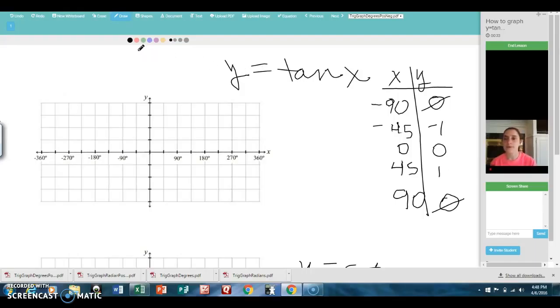Now, when we go to our graph, the spaces which are undefined at negative 90 and positive 90 behave like asymptotes. So I'm putting in dotted lines at negative 90 and positive 90. Now, tangent is the only graph that we're going to graph half on each side of the y-axis. Everything else, we tend to graph a period of the function just on the positive side of the x-axis, but tangent we're going to graph half and half. It goes through the origin, just like sine does. And then at negative 45, we're at negative 1, and positive 45, we're at positive 1.